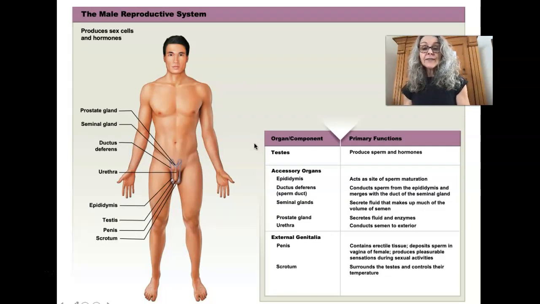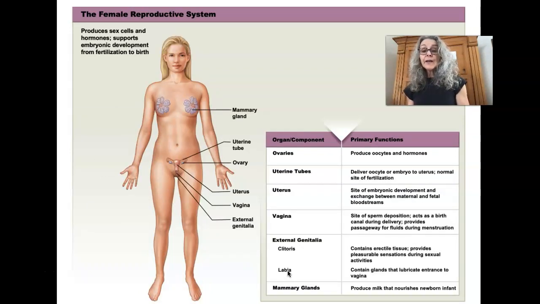We have a variety of glands here. The external genitalia would be the penis and scrotum. The scrotum is the sac that surrounds the testes that hangs outside the body. In the female, the external genitalia are called the vulva and consist of the clitoris and also the labia, the lips.